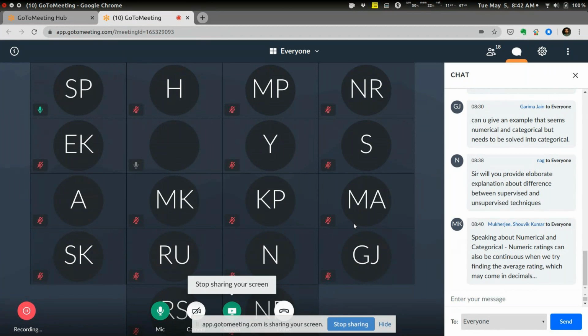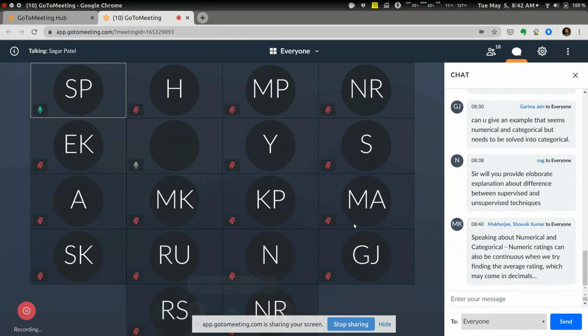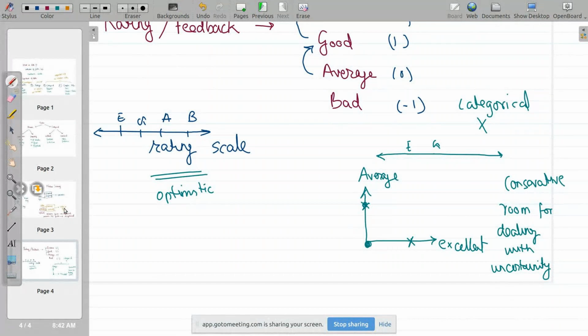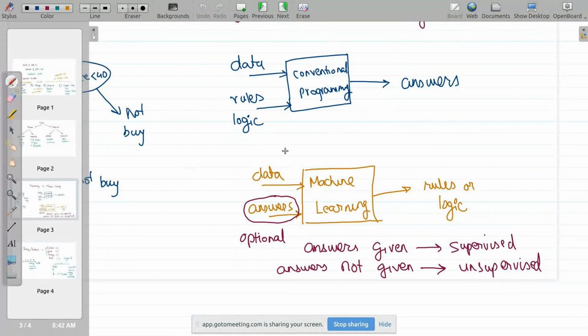So, one question by Nag is, will you elaborate on the explanation between supervised and unsupervised things? When the time is right, of course, we will talk in much depth about this. Right now, I just wanted to give you an idea that if you are using data along with its answers, you are basically talking about supervised things. And if you are just providing data and trying to make sense out of it, then it is unsupervised. For now, just live with this definition.